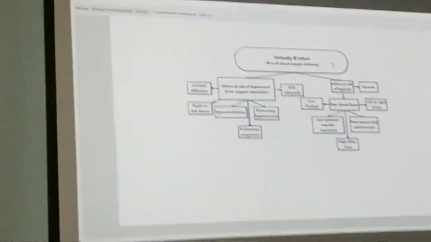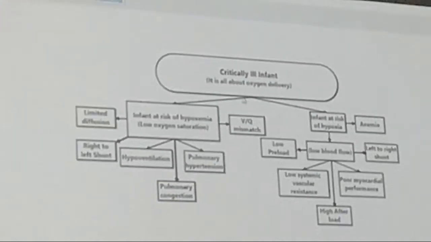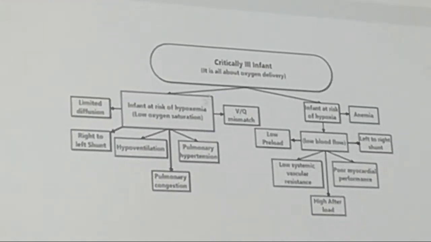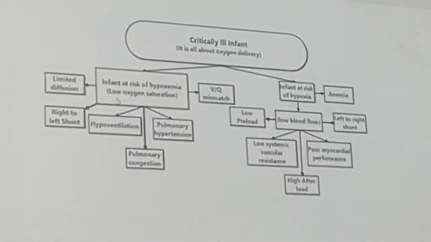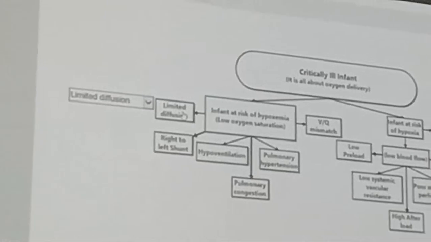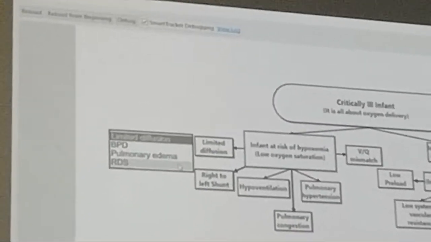Now, let us summarize the lessons from this case scenario. This slide is reminding you about the common pathophysiologic mechanisms of both hypoxemia and hypoxia. Regarding hypoxemia, which is prolonged oxygen saturation less than 80%, it can be due to limited diffusion, which is common in bronchopulmonary dysplasia, pulmonary edema, and RDS.